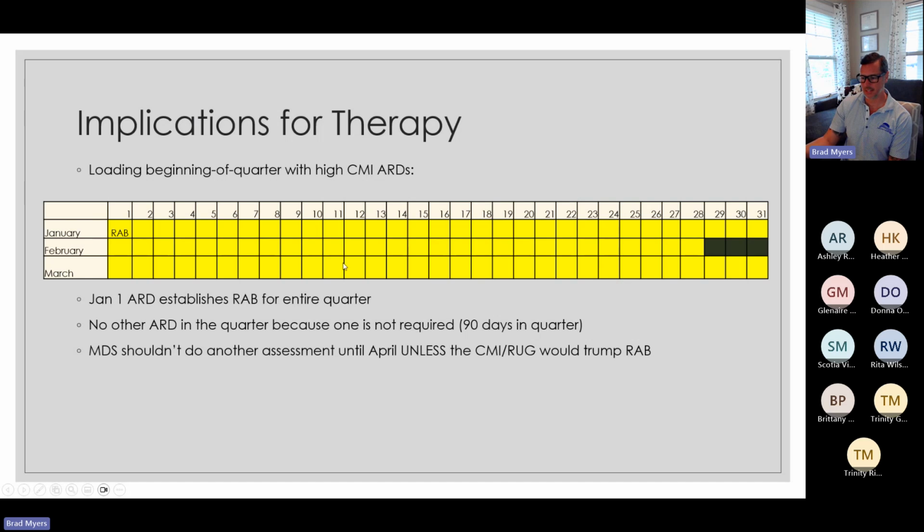We do not need to touch this. This is somebody that we can just file away. We don't have to talk about this person again until April. So again, we do not have to do another rug in the quarter because one is not required, because there's 90 days in the quarter and they only have to do an assessment every 92 days.